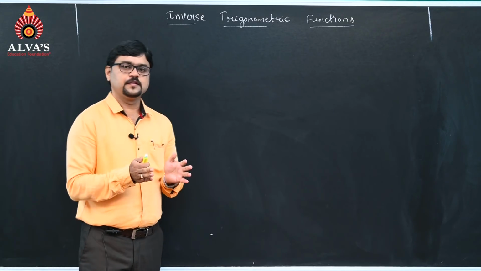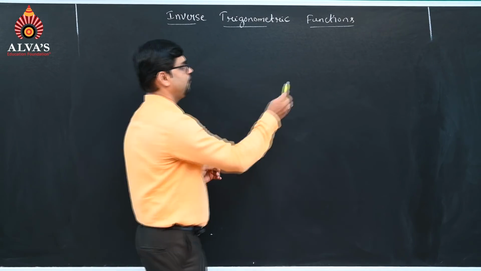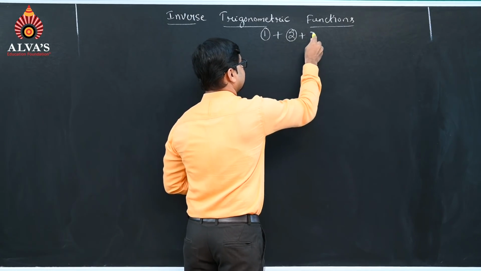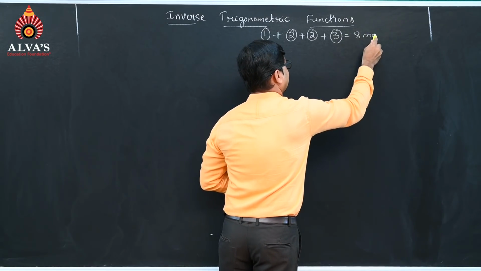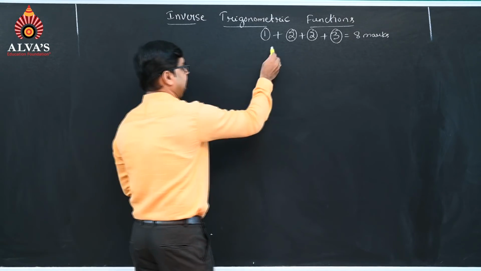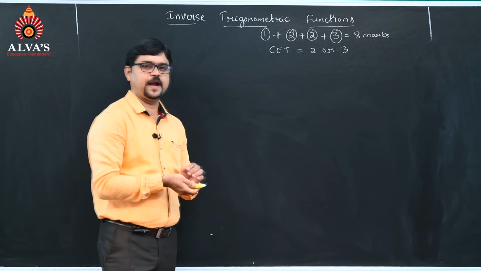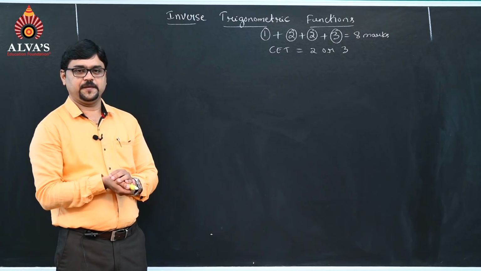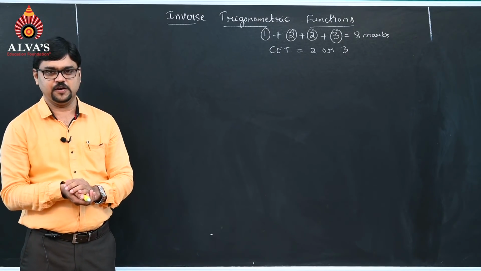If you take the Karnataka board examination, this topic will come for 1 mark 1 question, 2 marks 2 questions, 3 marks 1 question, so totally an 8 marks topic. And if you take CET, you may get 2 or 3 questions, and in JEE Mains it will be an applicable, useful topic. Now let us begin with inverse trigonometric functions.